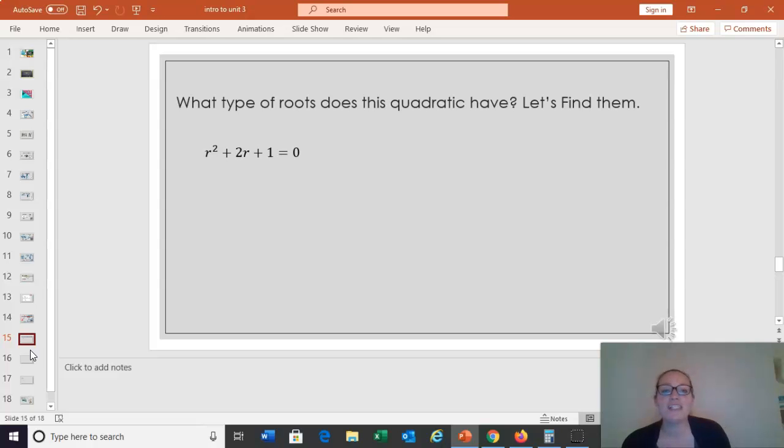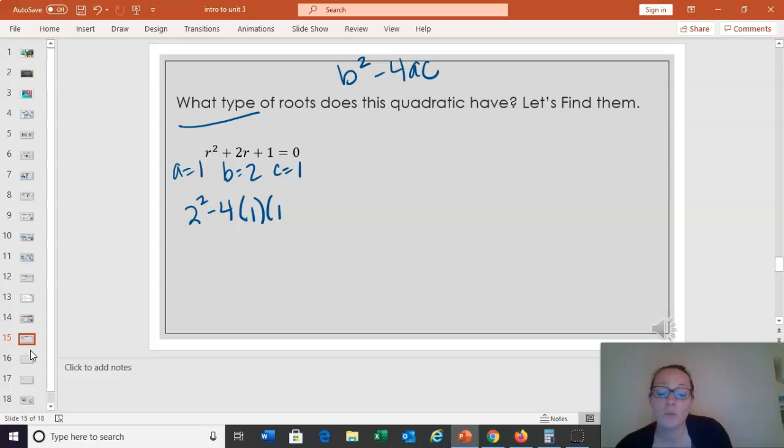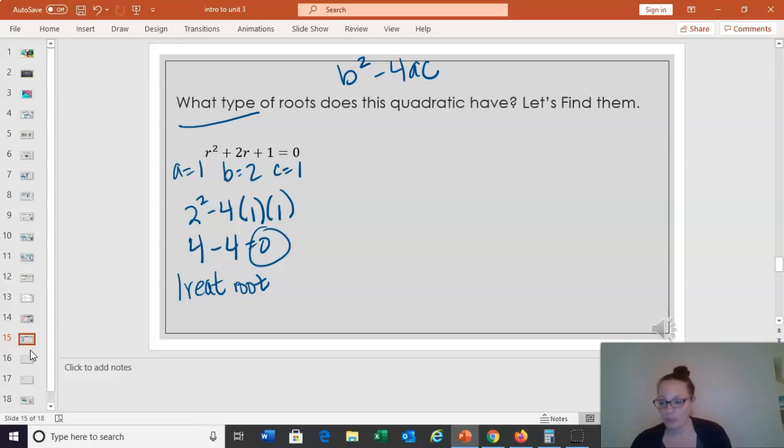All right, what type of roots does this have? And let's find them. So what type? That's our test: b squared minus 4ac. So a is 1, b is 2, c is 1. So 2 squared minus 4 times 1 times 1. 4 minus 4 is 0. So what happens when you get 0? That means it crosses the x-axis 1 time. There's 1 real root. So let's see what it is.